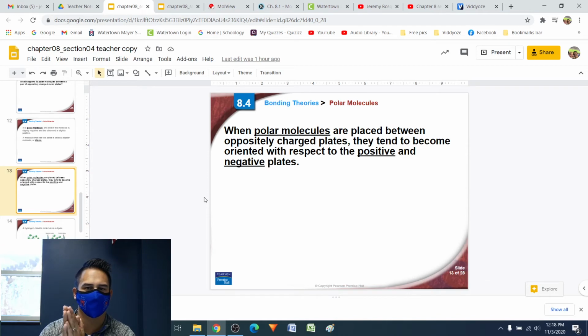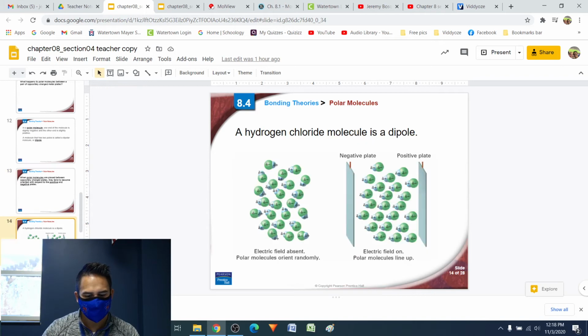When polar molecules are placed between oppositely charged magnetic plates, they tend to orient themselves with respect to the plates, right? You've got a positive plate and a negative plate. Imagine that we have all of these, now these are hydrogen chloride molecules, okay? But imagine that these are water molecules, and you put them inside of a magnetic field and you turn the magnets on.